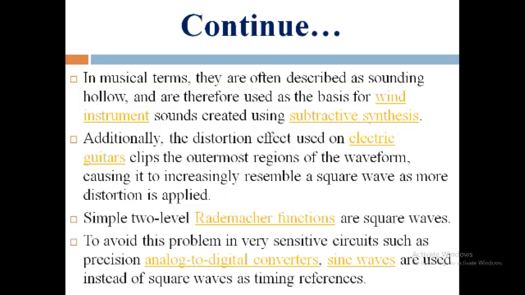This is the example of the square wave which is generated by the compare mode of the CCP module. To avoid this problem in very sensitive circuits such as precision analog to digital converters, sine waves are used instead of square waves as timing references.